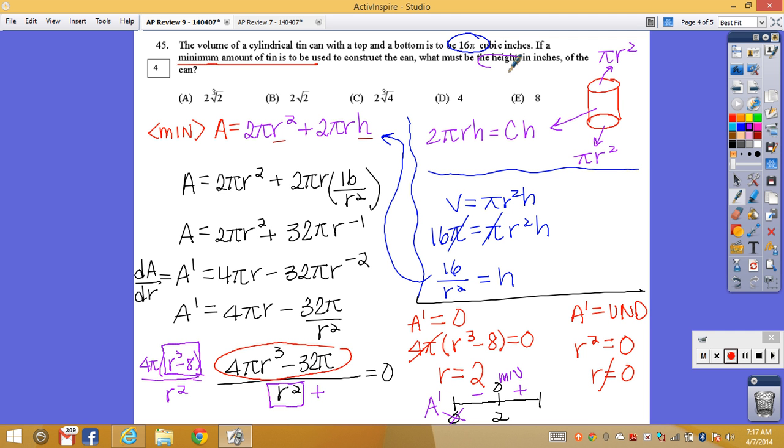So the question was the height. In this case, I found the radius, and I'm going to go back up here and find the height, which would be 16 divided by r squared, which is 4. So the height is 4. And you want to be really careful about that because sometimes they'll ask you to find the actual volume, or they'll ask you for the radius, or they'll ask you for the height. And each of those questions are related, but have different answers. Okay?